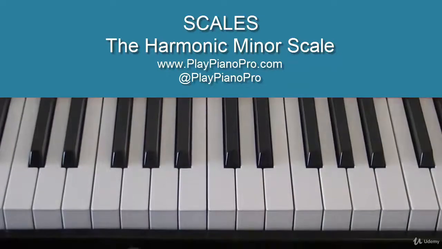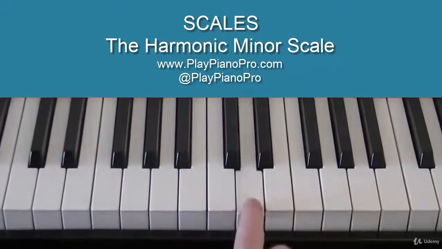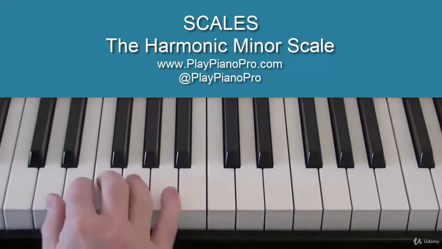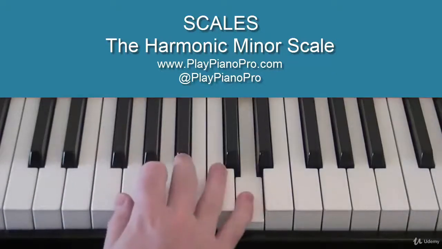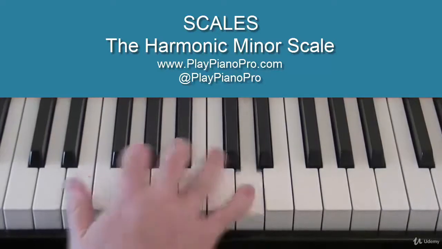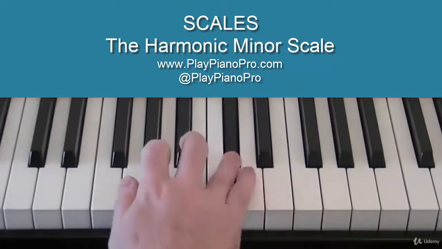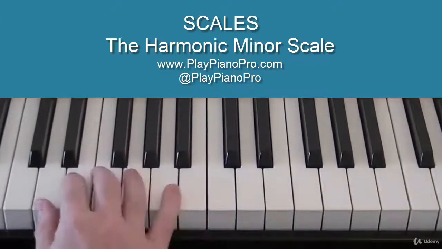Okay, let's look at F major. So the sixth note of the F major scale is a D. The pure D minor scale would be 1, 2, 3, 4, 5, 6, 7, 8. In order to make it harmonic, we're going to sharpen that seventh note, play that. So more pleasing to the ear.